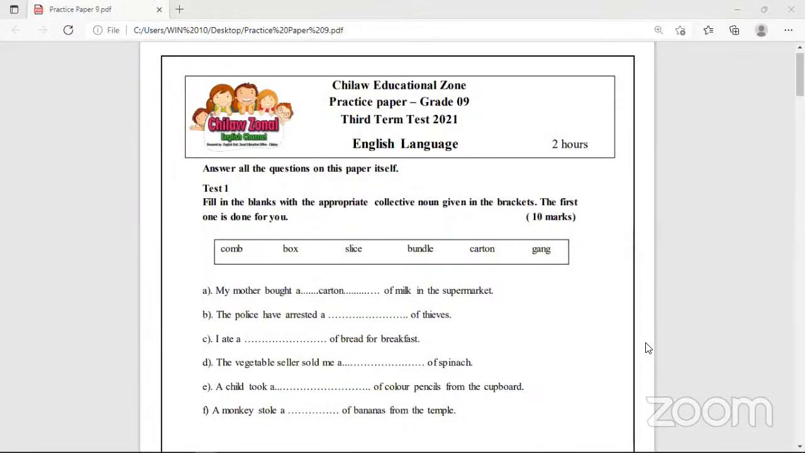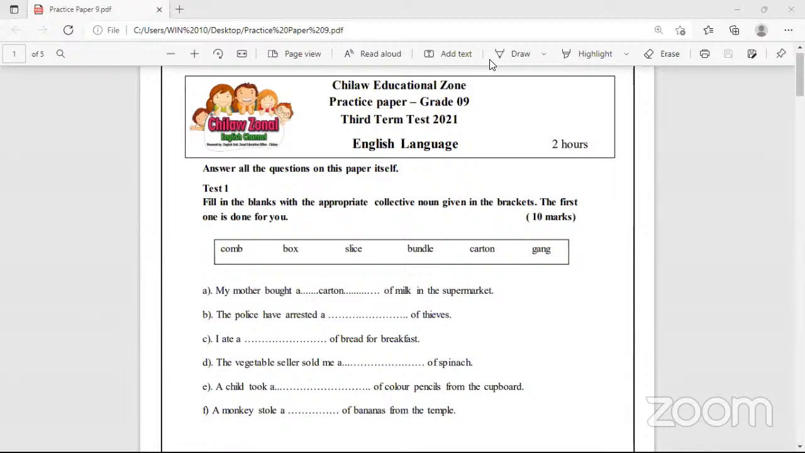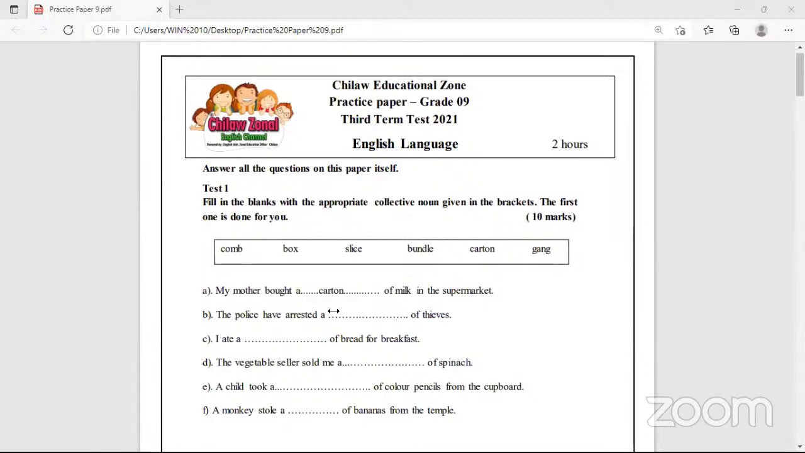Let's go to the first question and look at the first one. My mother bought a carton of milk in the supermarket. You saw the picture of a carton of milk. In the second question, the police have arrested a gang of thieves. Now we know the collective noun, a gang of thieves.